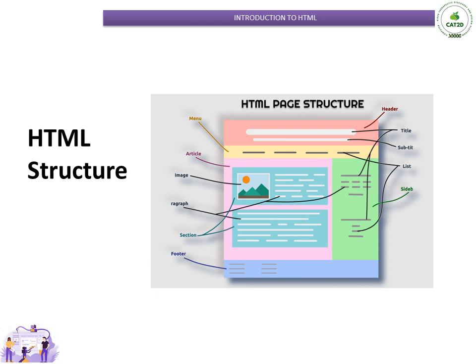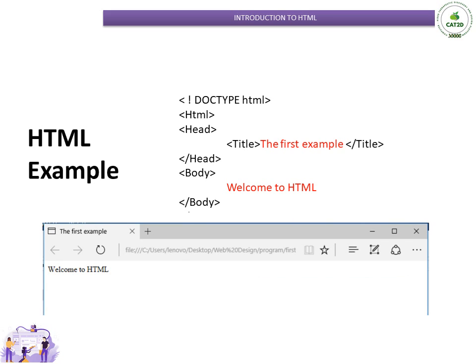So as you can see, the HTML structure for a simple web page has the menu, the head, the title, the content, the image, the sections, the footer, the sidebar, the list. Many other things can be embedded in an HTML web page. So if you look at this basic example now, within the head, we have the title.